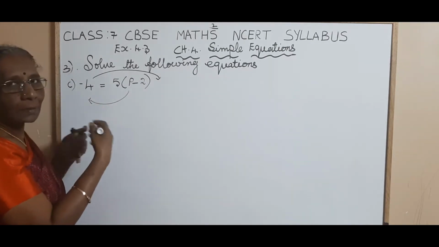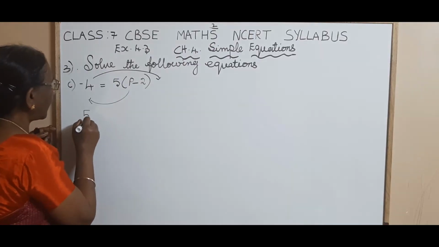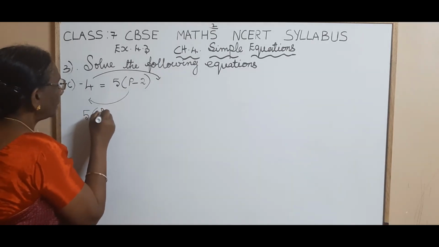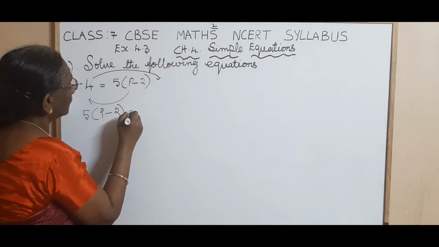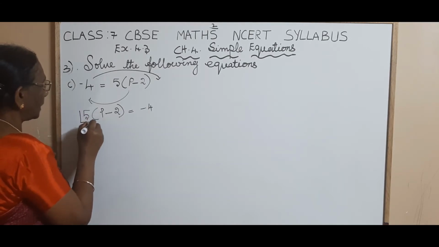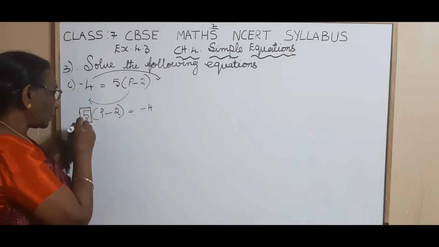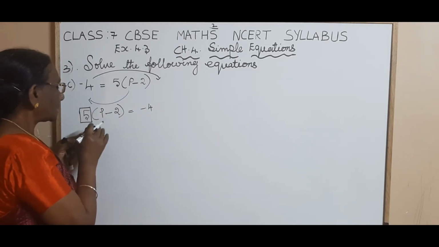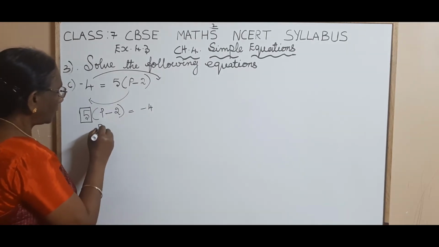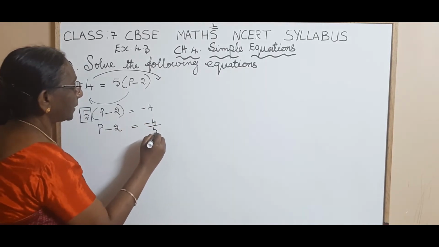And others, it is just like the second sum. So 5 into p minus 2 is equal to minus 4. Okay. Now as usual you have to eliminate this 5. So it is connected by multiplication operation. So when you are eliminating 5 from the left hand side, you have to apply the division operation in the right hand side. So p minus 2 is equal to minus 4 by 5.